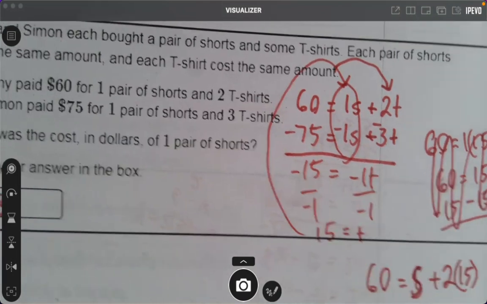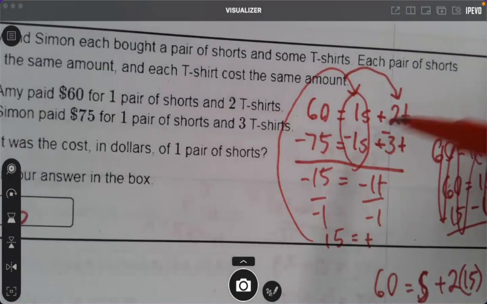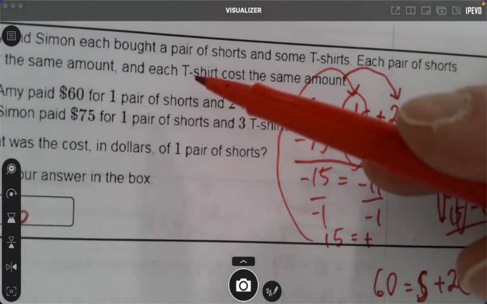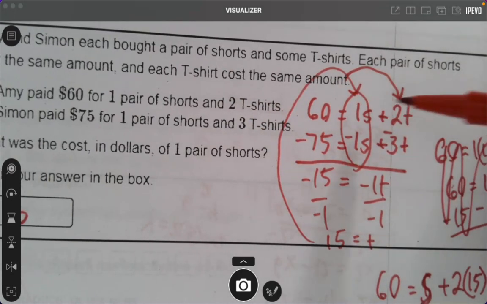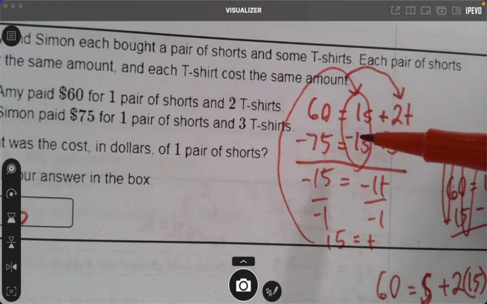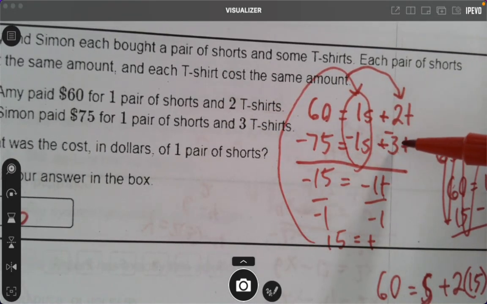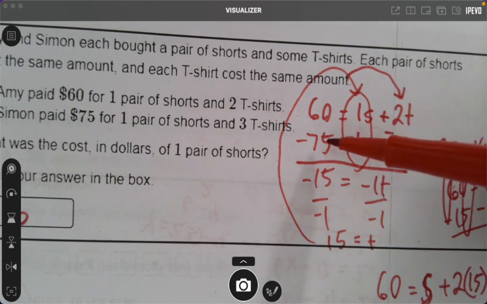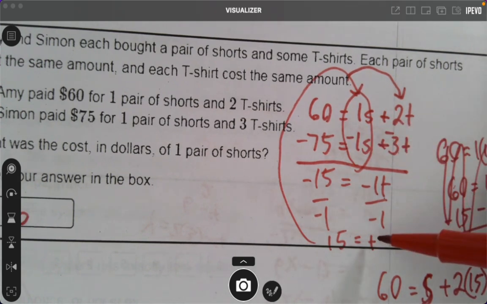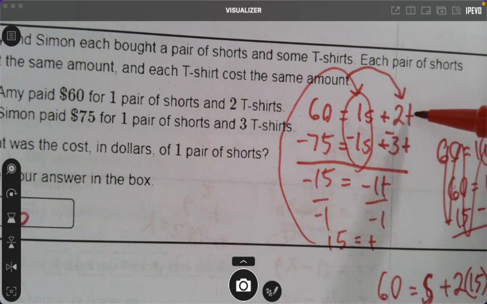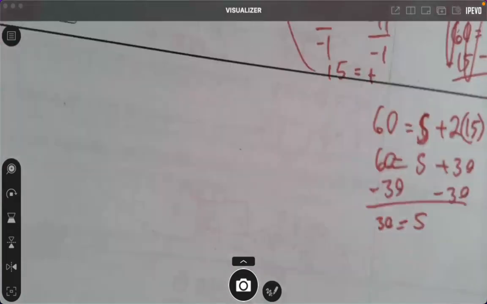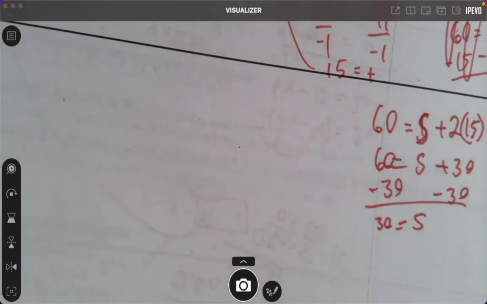Yikes. So again, just to recap that, I made this system by using this information: one short, two t-shirts, $60. One short, 3 t-shirts, 75. I did elimination. I get the t-shirts was 15. I put the 15 right back there, and I ended up solving for shorts and got 30.